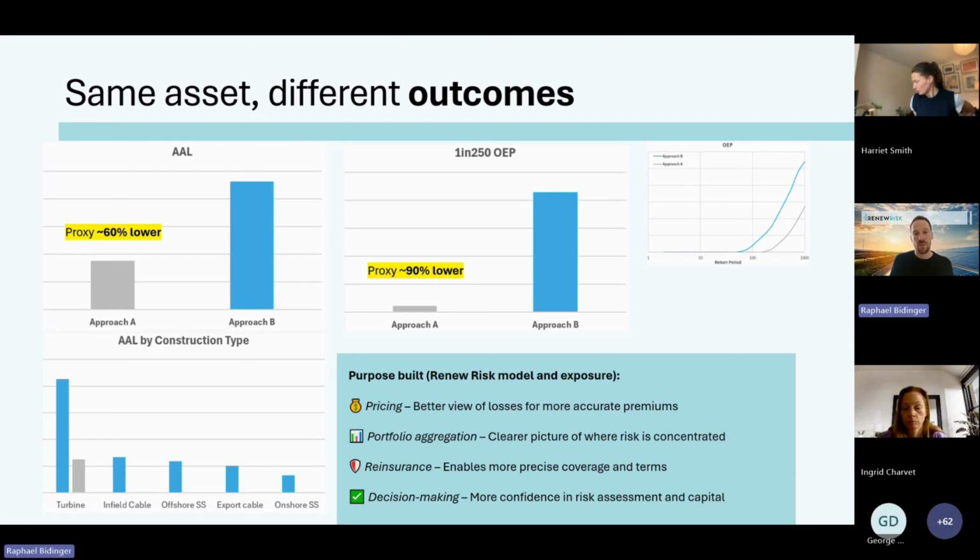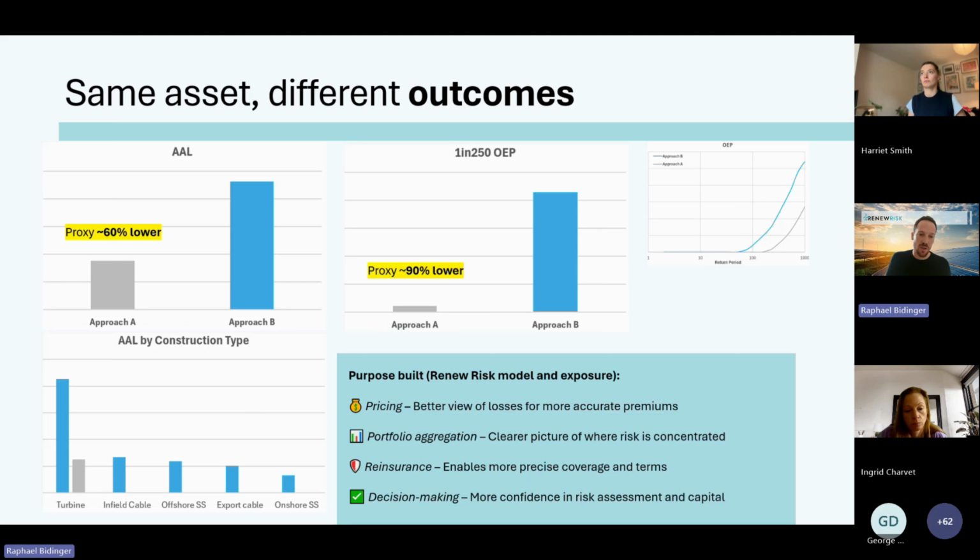And another benefit of using the purpose-built modeling approach is that you could also break your losses down by component to get a better insight into the different drivers of loss. And here, the bottom left chart, I'm showing the annual average loss again, broken down by component for the purpose-built modeling approach.